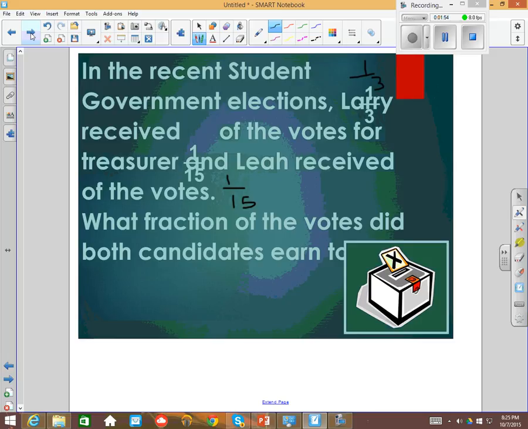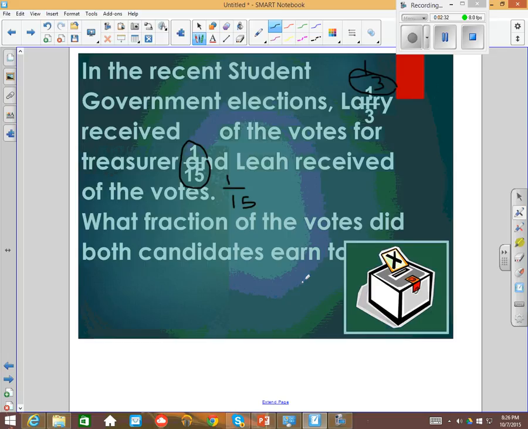In the recent student government elections, Larry received one-third of the votes for treasurer and Leah received 1/15 of the votes. Okay, sort of moved the numbers around. What fraction of the votes did both candidates earn? So they're looking at what fraction of the votes did both candidates earn.